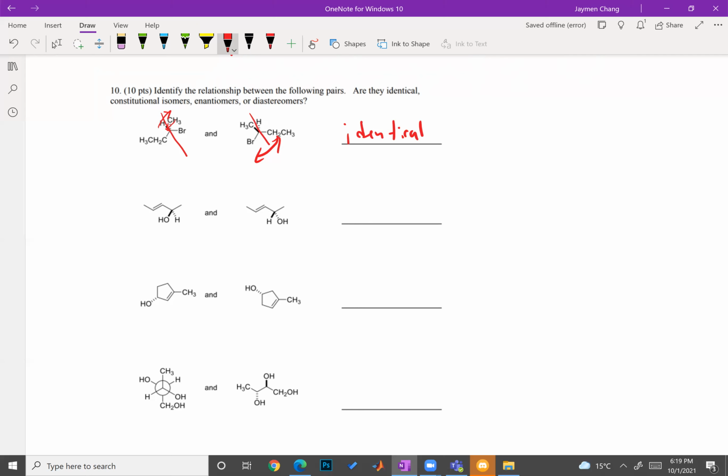For the next one, we're going to see we have one chiral center, which is going to be inverted. And whenever we invert all the stereocenters, that is what we call enantiomers.